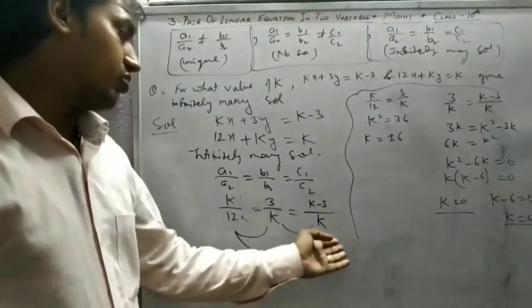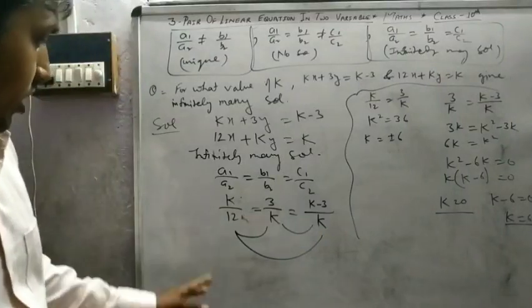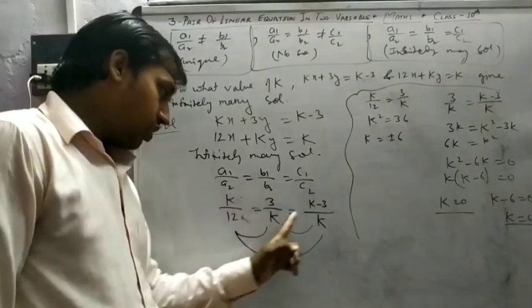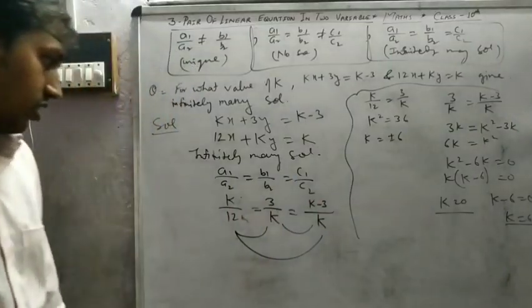You can also take first and third. So I think you take k square is equal to 12k minus 36.